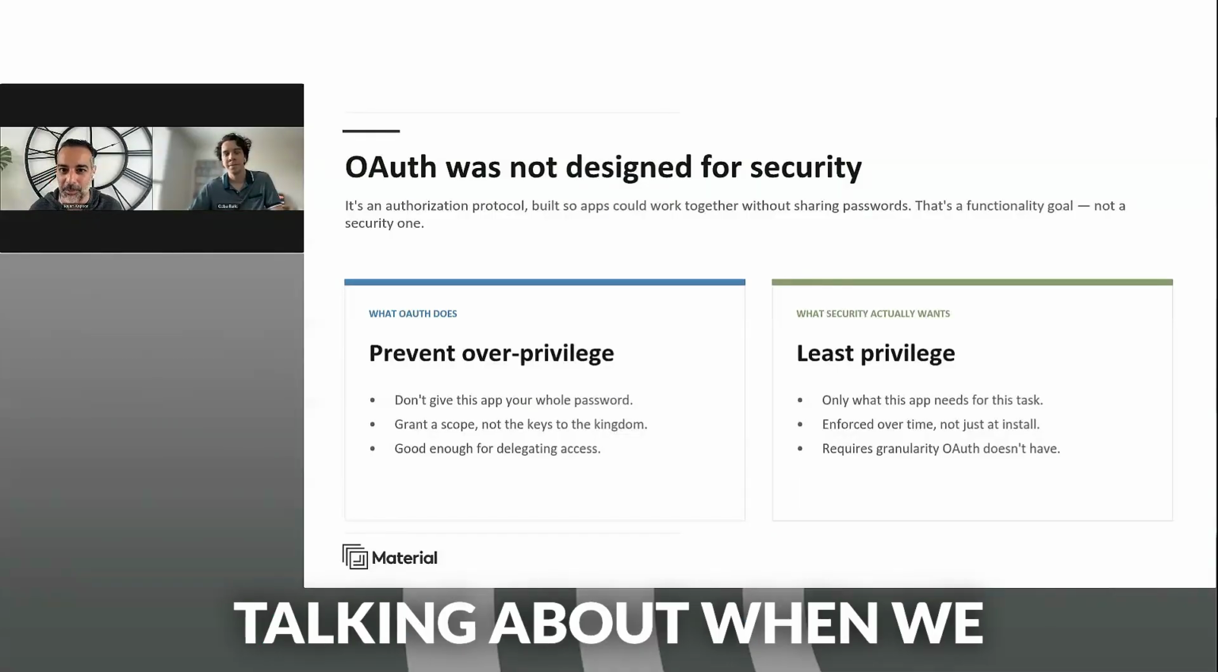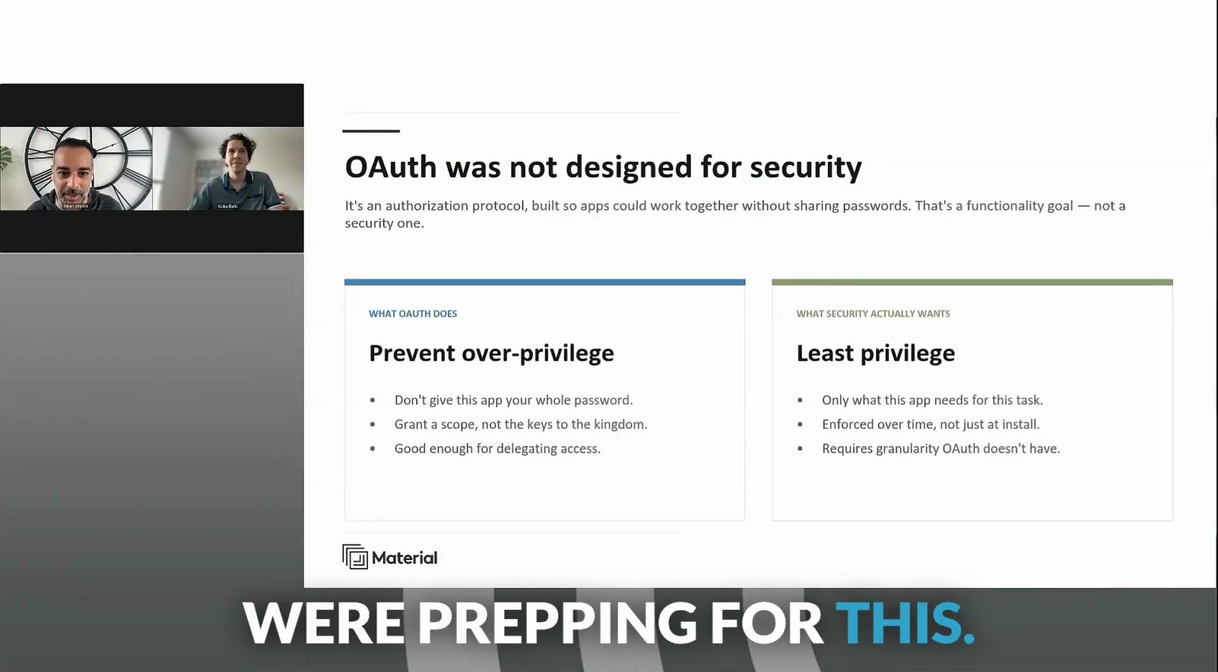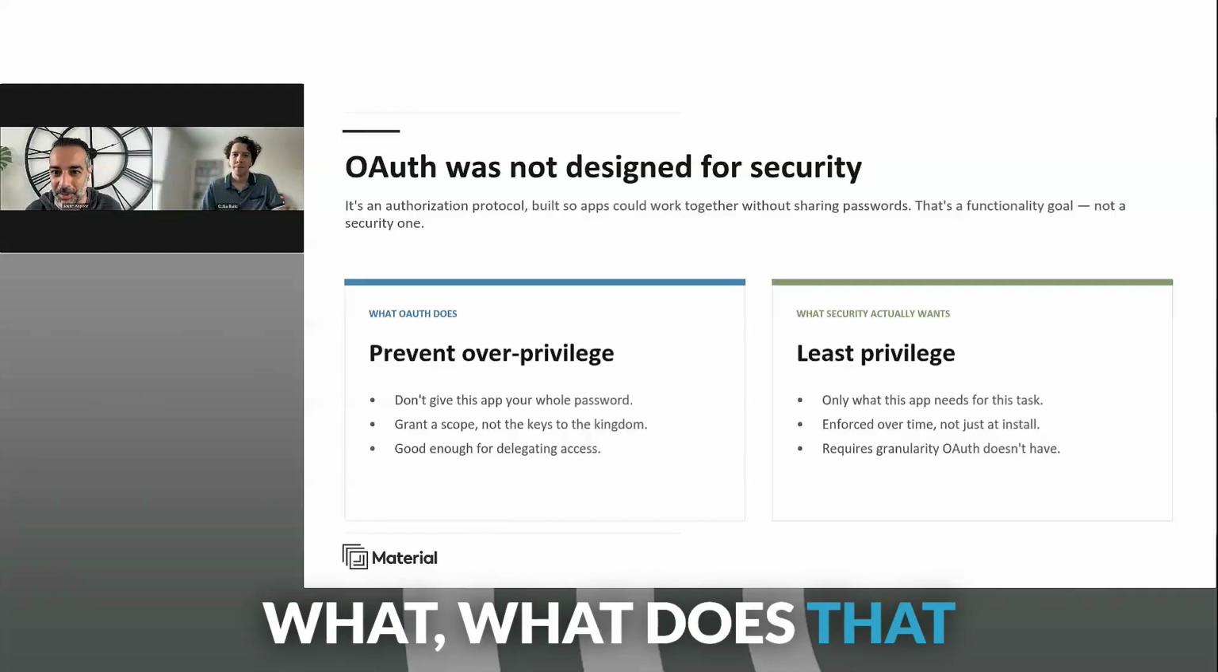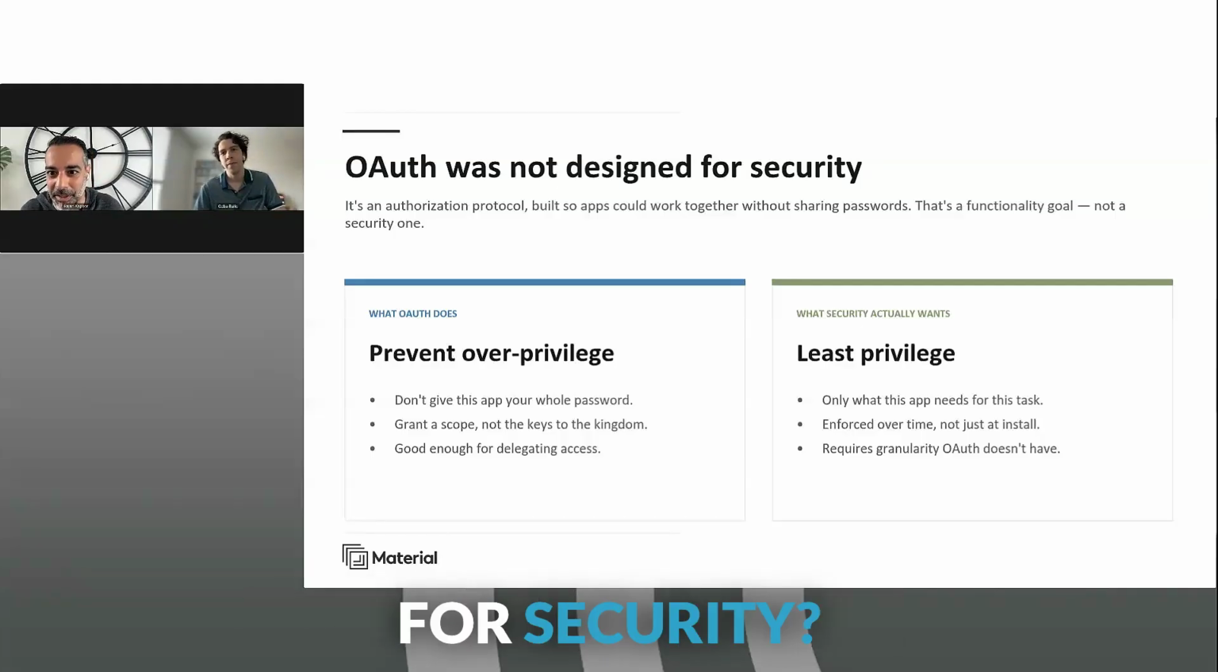And that was one of the things we were talking about when we were prepping for this. Do you mind walking us through that a little bit? What does that mean that OAuth wasn't designed for security?